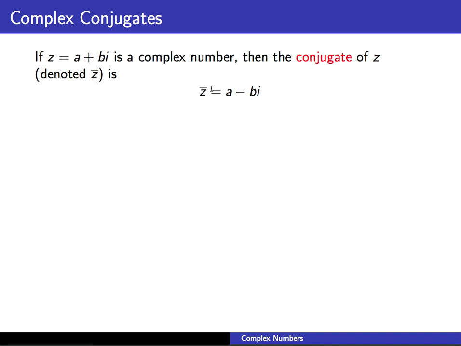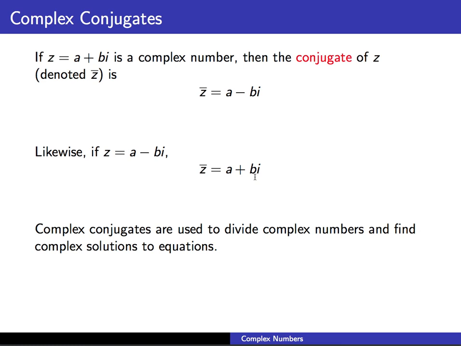So if you're working on the problems and you see a little bar over the complex number, that means find the conjugate. So again, if we have a complex number a plus bi, its conjugate is a minus bi. If the complex number is a minus bi, its conjugate is a plus bi. So for instance, if we had 5 plus 7i, the conjugate of that is 5 minus 7i, and the conjugate of 5 minus 7i is 5 plus 7i. So you're just switching the sign in front of the imaginary term, in front of b.